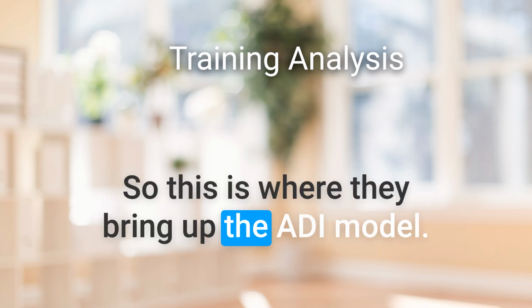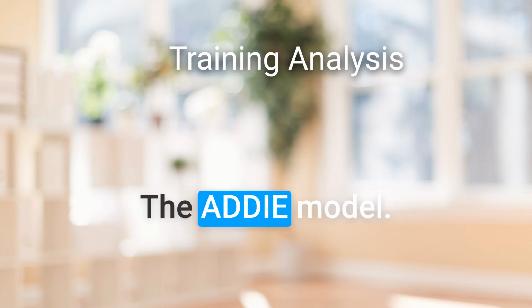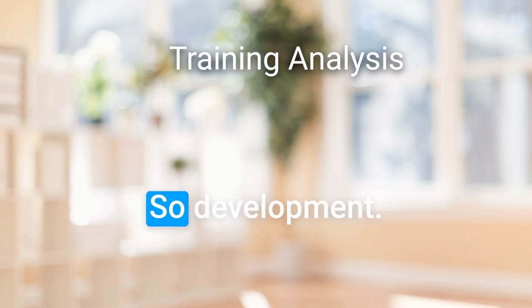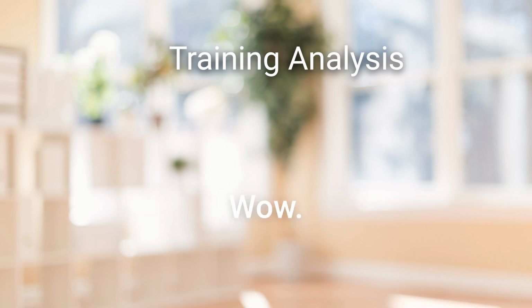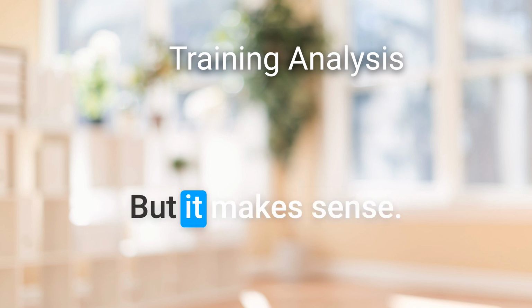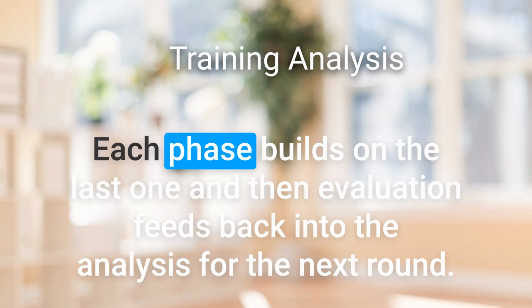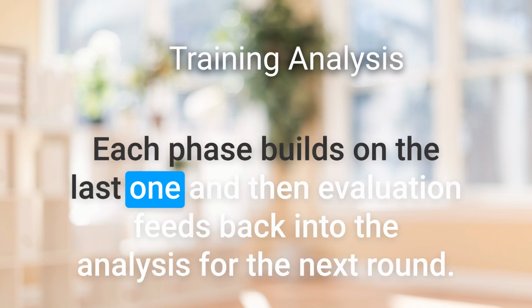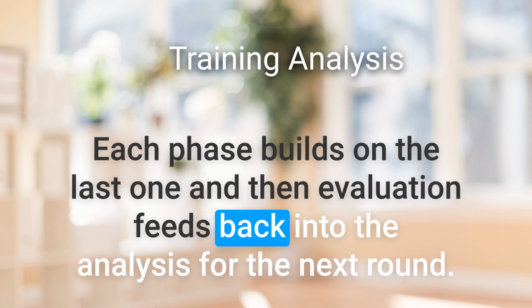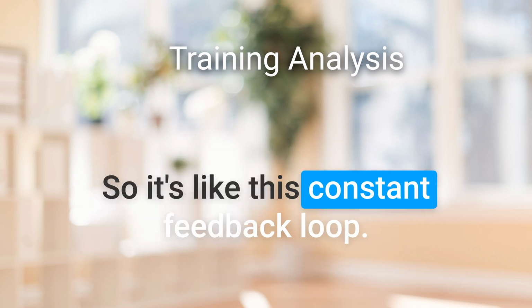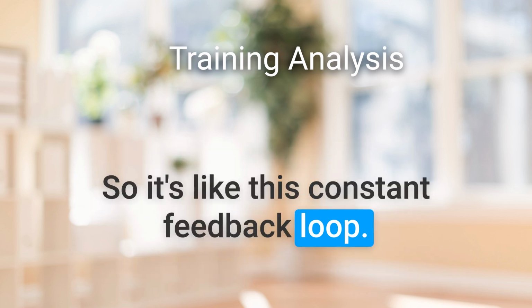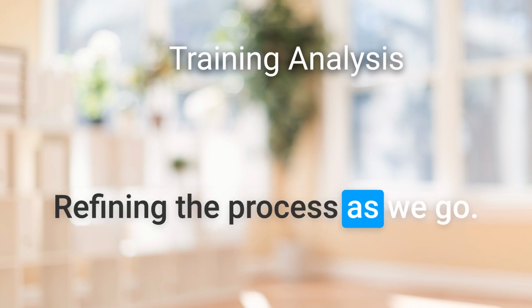So this is where they bring up the ADDIE model. Analysis, design, development, implementation, and evaluation. That's a lot, but it makes sense. Each phase builds on the last one, and then evaluation feeds back into the analysis for the next round of improvement. So it's like this constant feedback loop, refining the process as we go.